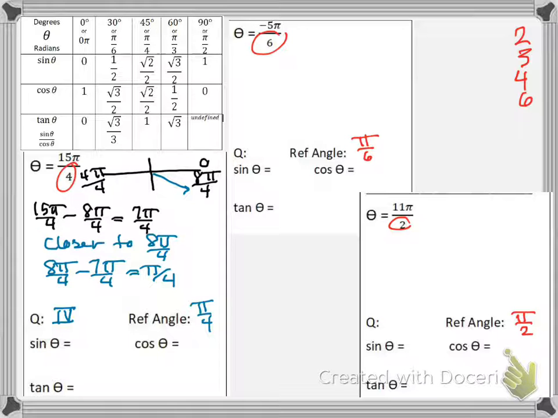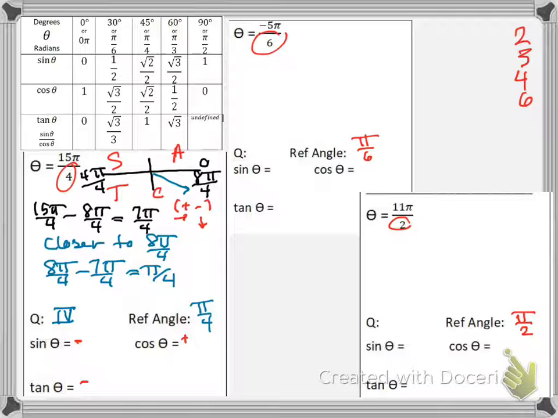Because I'm in quadrant 4, I know that my x's are going in the positive direction to the right, and my y's are going down, so they're negative. That means that my x is positive, my y is negative, and when I divide them, I will get a negative. Or again, I can say all students take calculus. In this quadrant, only cosine gets to be positive. Whichever way is easier for you to remember it.